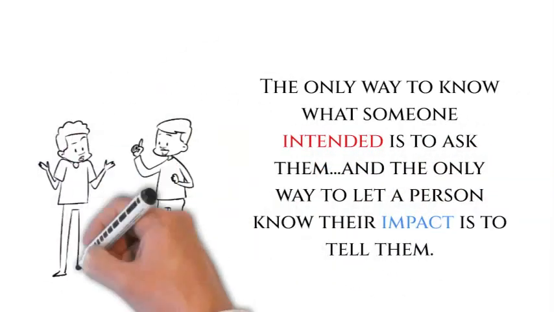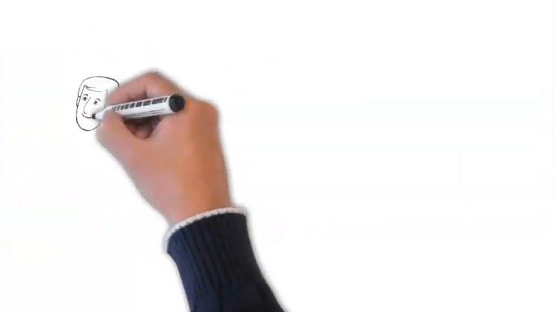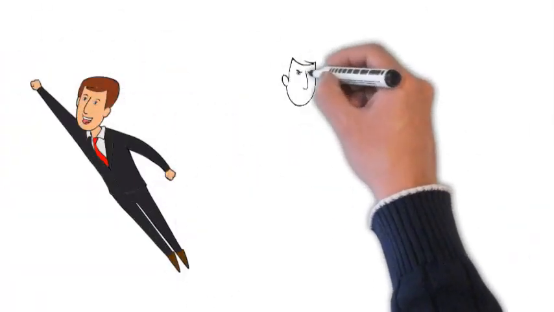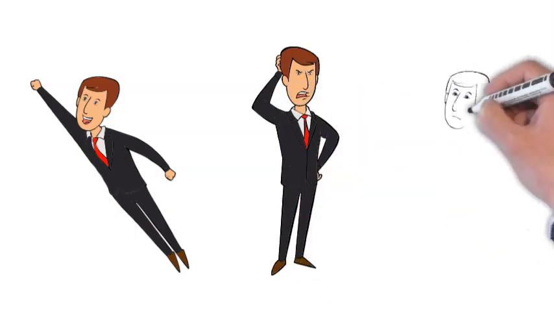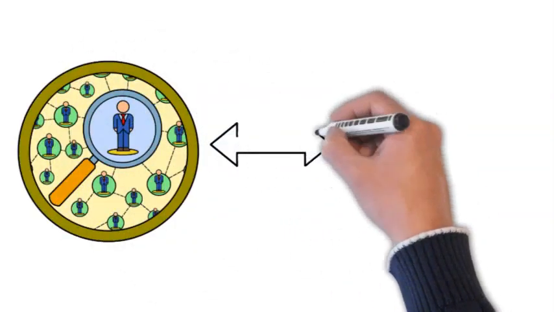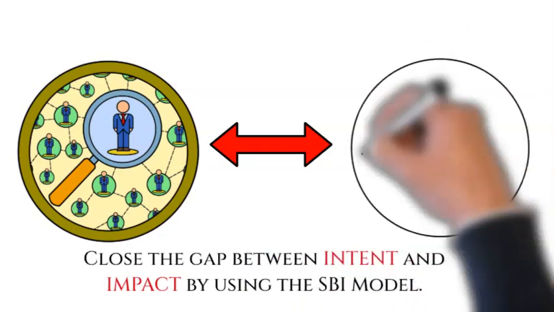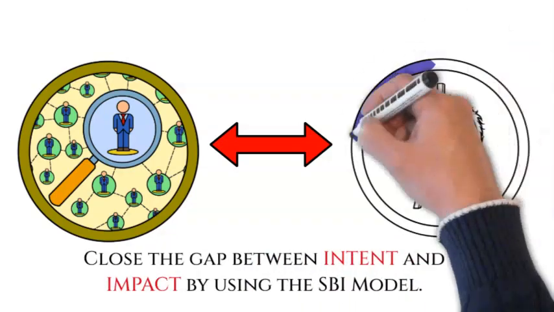These important conversations rarely happen though, and we move through our days in a tangle of misperceptions and actions based on incorrect assumptions. So how do you have conversations to find out why a person chose to behave in a certain way? We recommend closing the gap between intent and impact by using Situation, Behavior, Impact, or the SBI model.